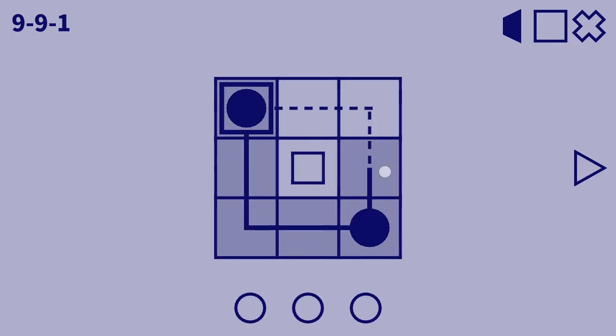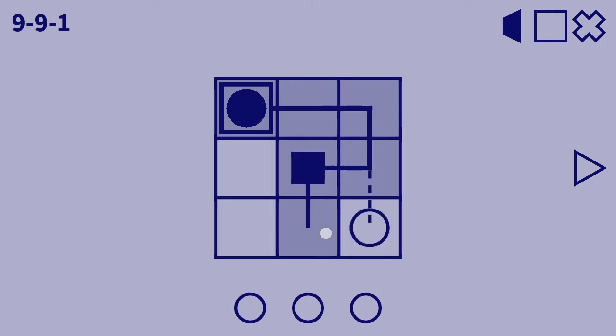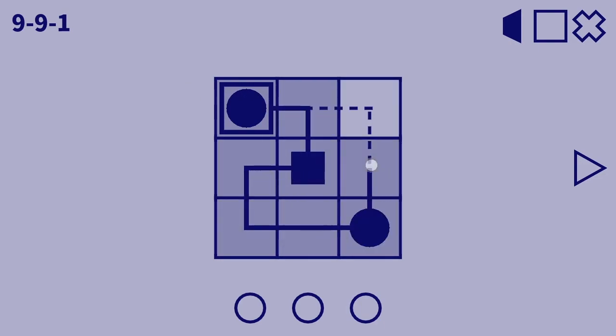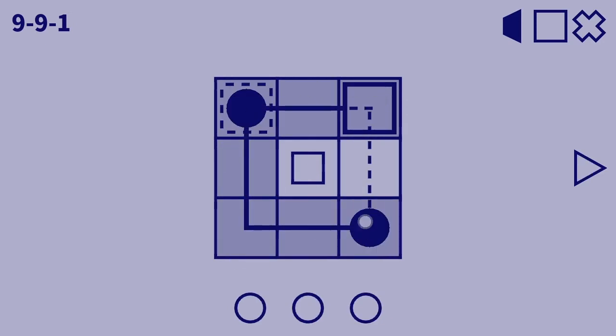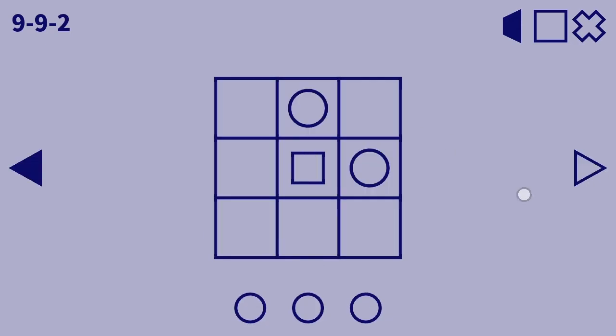Okay. Can I make the second rule get satisfied in some other way? Oh, is the second rule just don't go through squares? Yes. Okay. And then the third rule is something else. Can I even make it fail here? I don't think I can. Okay.